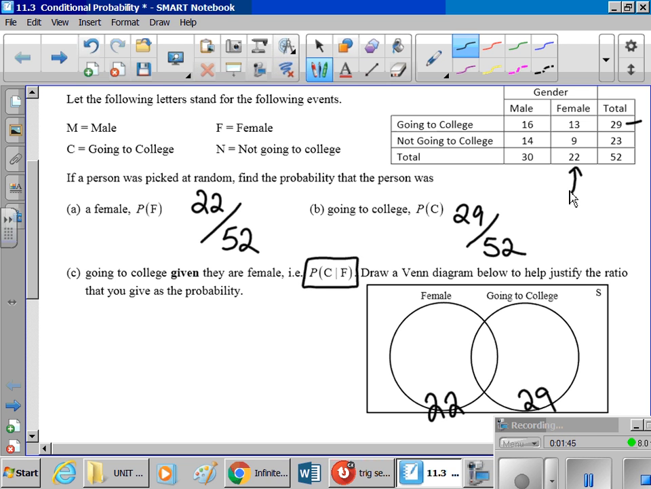And if we look at our two-way frequency table, what I'm interested in right now is right here. What's the intersection? How many females are going to college? Females going to college, 13. So I know that this number inside here is 13. So I have an overlap. So 22 minus 13 is 9, and 29 minus 13 is 16. So that gives me my actual numbers. So I have 9 here, 16 here, and 13 overlap. So now let's think about what this means.